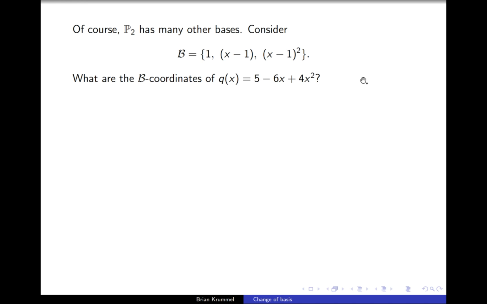All right, now let's consider the following other question. So now, rather than looking for a polynomial with given B coordinates, let's do the reverse and look for the B coordinates of a given polynomial q of x equal to 5 minus 6x plus 4x squared. If you'd like to work on this problem, you may pause now.